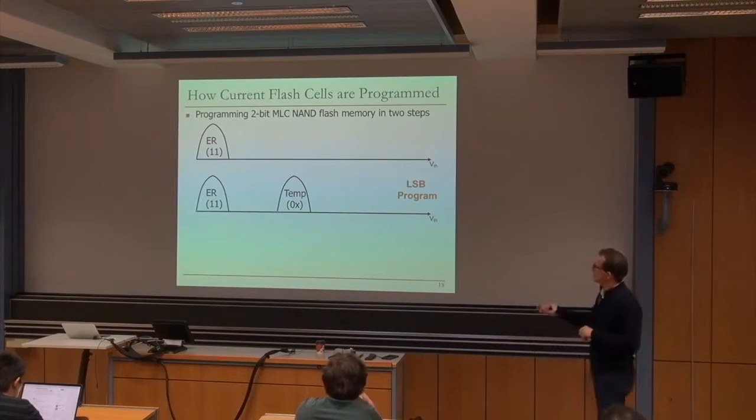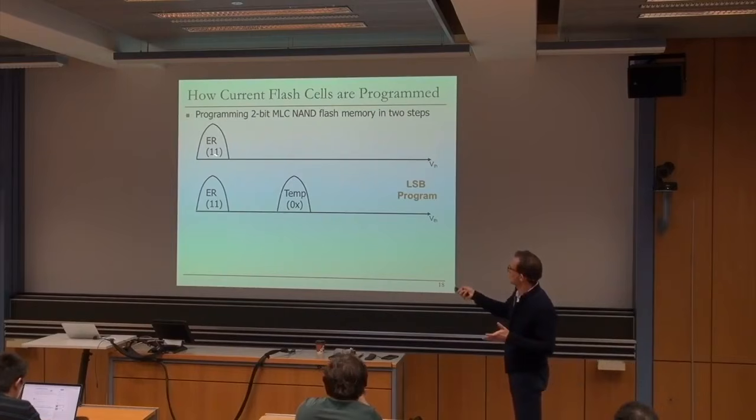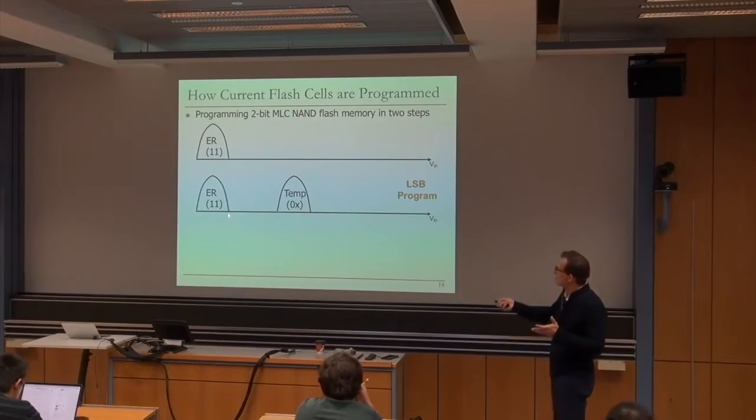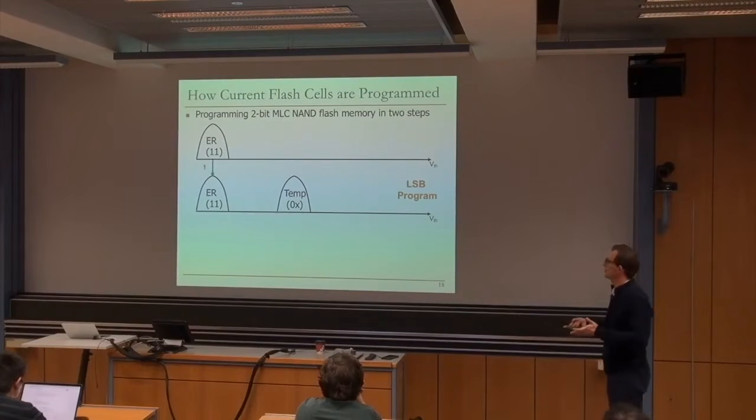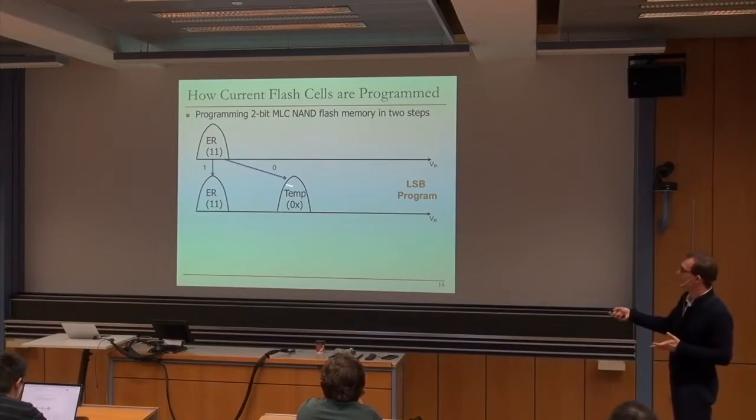But basically, what is two-step programming? You program the LSB, the least significant bit, first. In this case, the least significant bit is 1 or 0. So for the erase state, you don't do anything. If your least significant bit is 0, you go to this temporary state. In the temporary state, you don't know, it could be any of these, right? If the least significant bit is 1, you don't do anything. If the least significant bit is 0, you go to this temporary state.